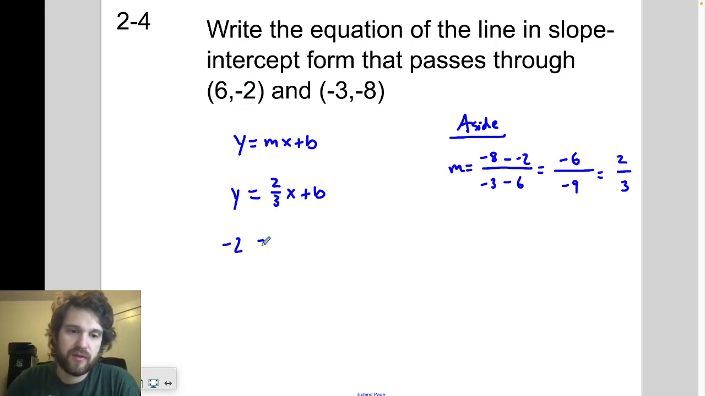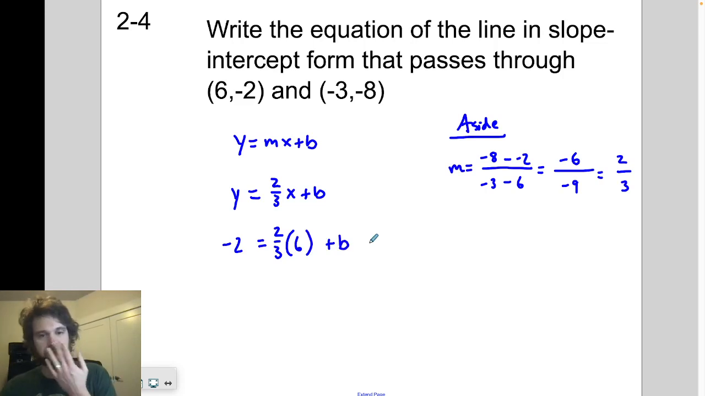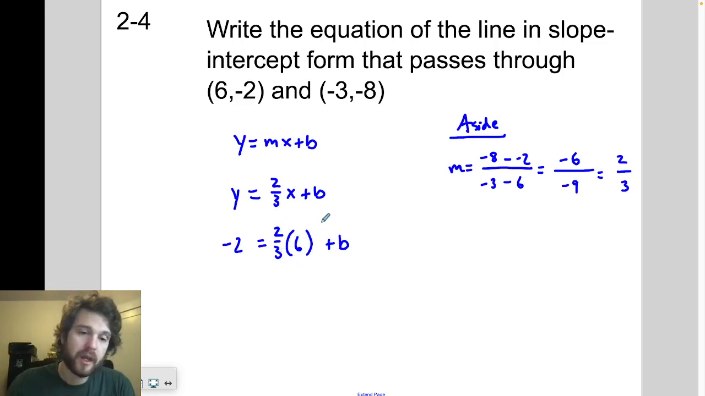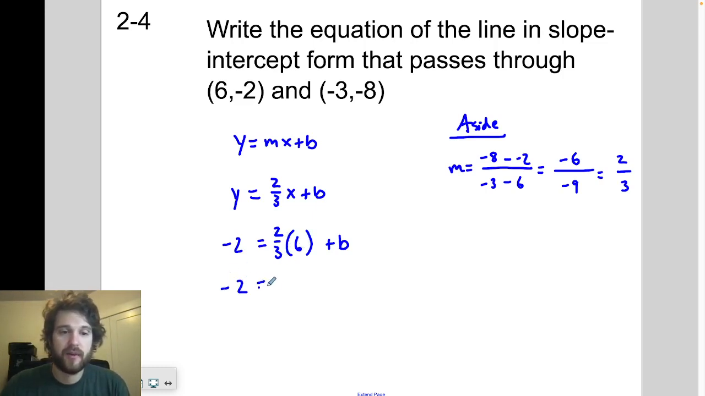So negative 2 goes in for y, and then you have 2/3 of 6 plus b. Okay, 2/3 times 6. In your head, do the division first. That's always helpful. This is really 6 over 1. 2 times 6 is 12. 12 divided by 3 is 4. You can also do 6 divided by 3 is 2. 2 times 2 is 4. Either one gives you 4 as your answer there.